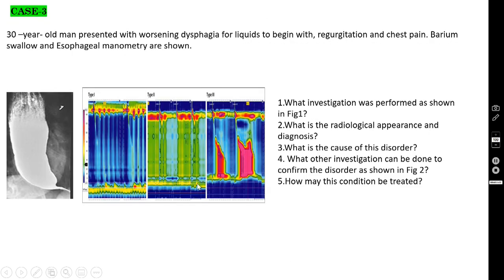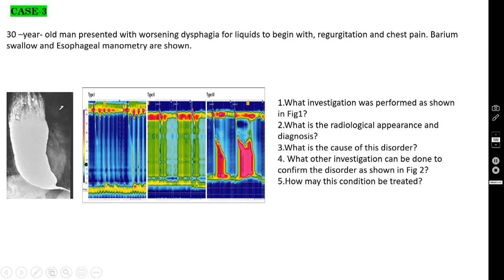Okay. So this is case number 3. A 30-year-old man presented with worsening dysphagia, for liquids to begin with. Regurgitation and chest pain were also there. Barium swallow and esophageal manometry are shown here. So what is the investigation performed in figure 1?